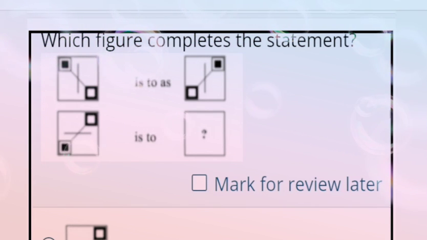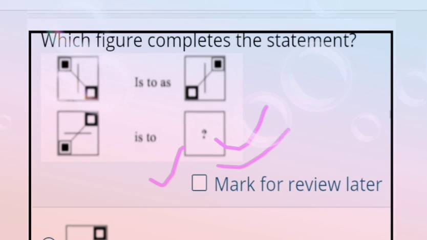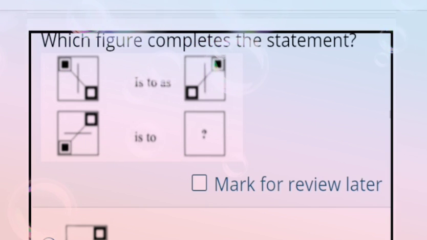Next question. Which figure completes the statement? So here 3 statements are given and the 4th is blank. So come to the solution and options to complete this figure. So the options are given, and the correct option is option B, which is represented like this. Okay, so this is your correct answer. Now come to the next question.